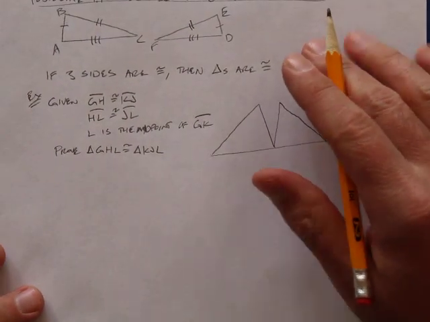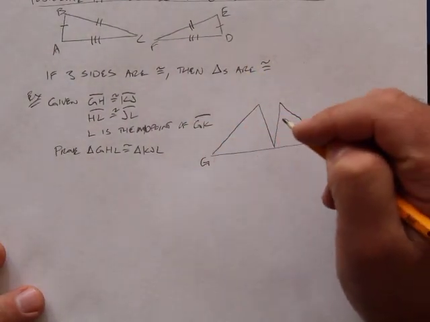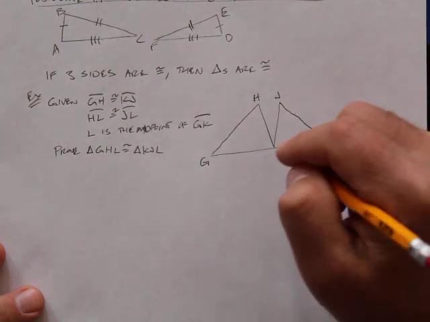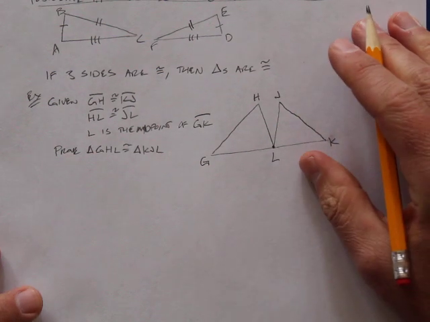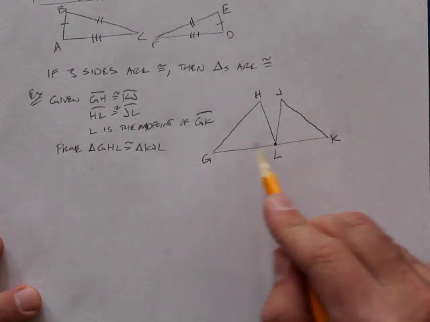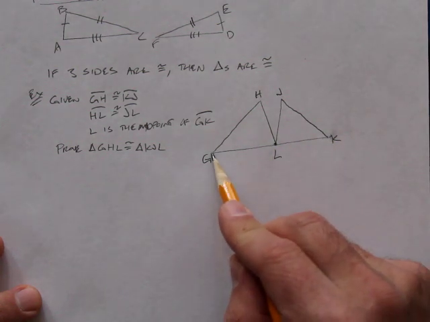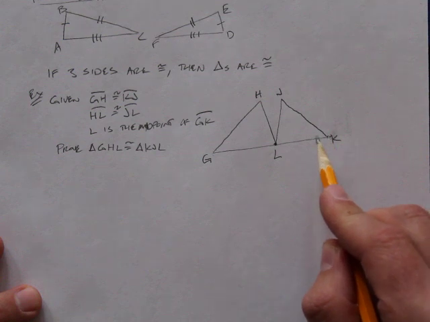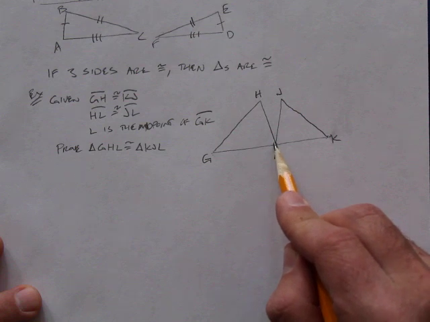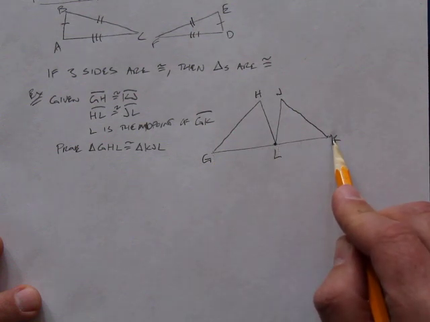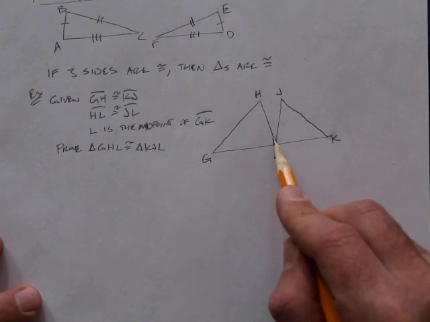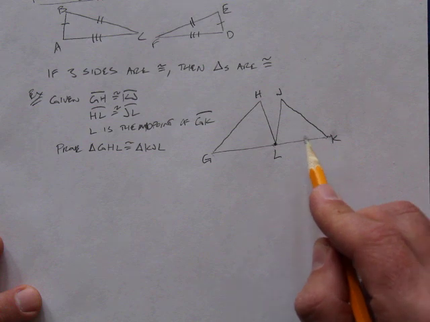Right, so we got these two triangles here, and down here on the left is G, up on the top is H, next to H is J, down over here on the right is K, and then the middle is L. And so L is the midpoint of GK. So we know that information. L is the midpoint of GK, which means that JL and LK are congruent because L is right in between them. It cuts the segment in half.